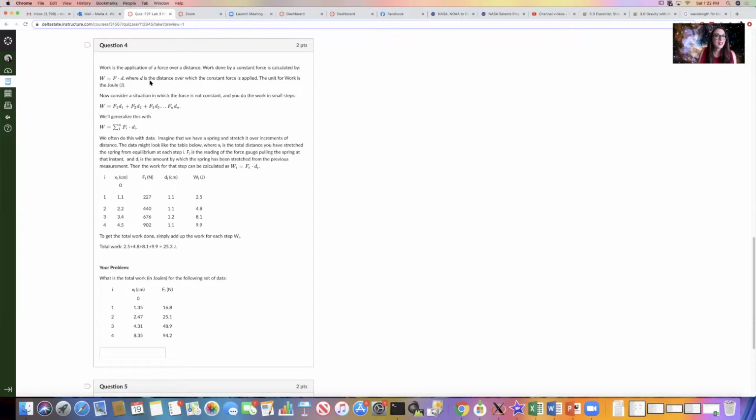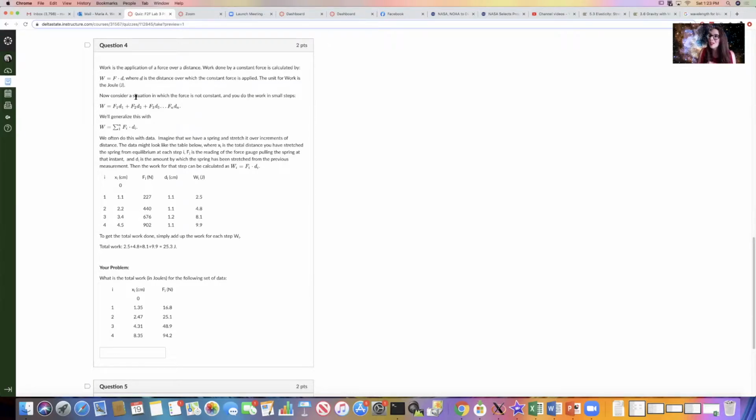Okay, so d is the distance over which our constant force is applied, F is our force, and the unit for work is the joule. So we need our force in newtons and our distance in meters so that when they multiply each other, we get our work in joules. It's spelled J-O-U-L-E. Okay, so that's if you have a constant force, but most forces in nature are not constant.